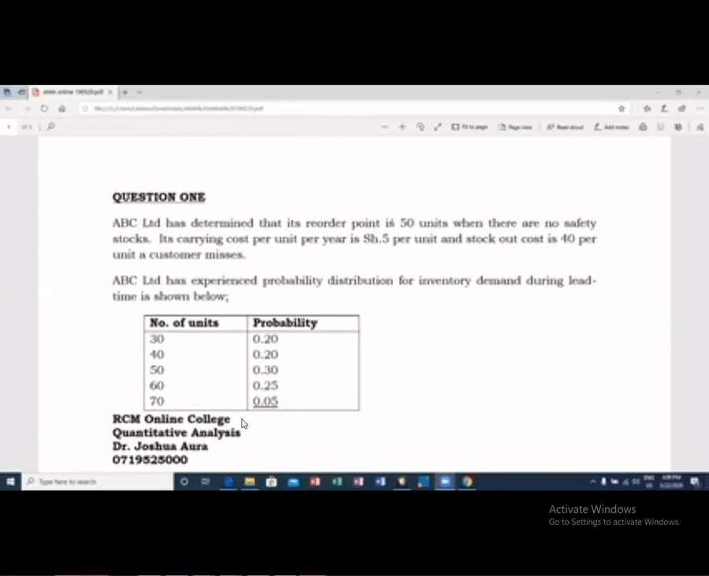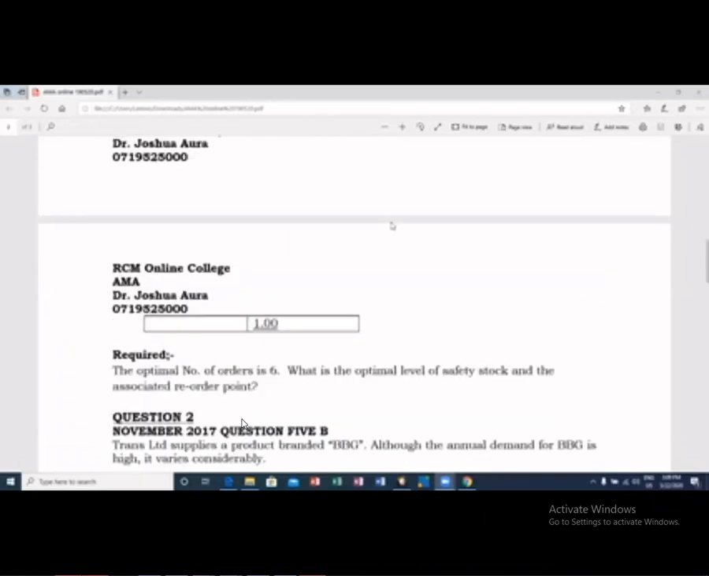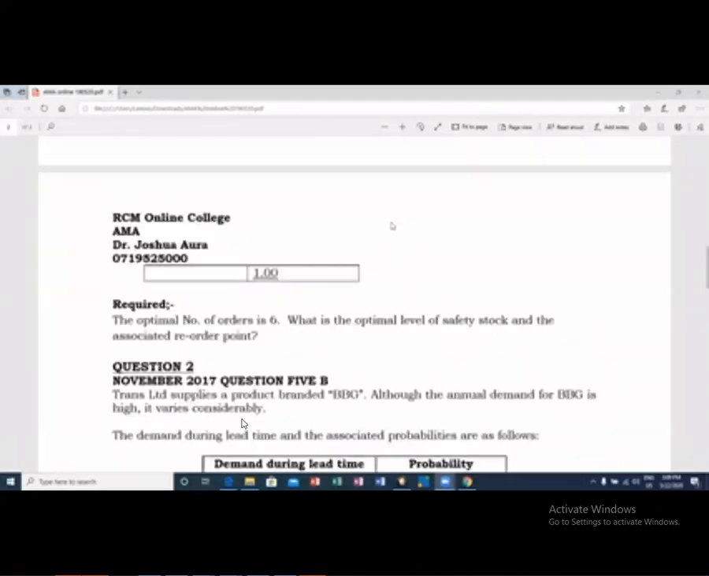Now let's move to the requirement. So required, they want us to give them the optimal number of orders, which has been given as 6. So then what is the requirement? What is the optimal level of safety stock? Please underline for me, optimal level of safety stock. And the associated reorder point.